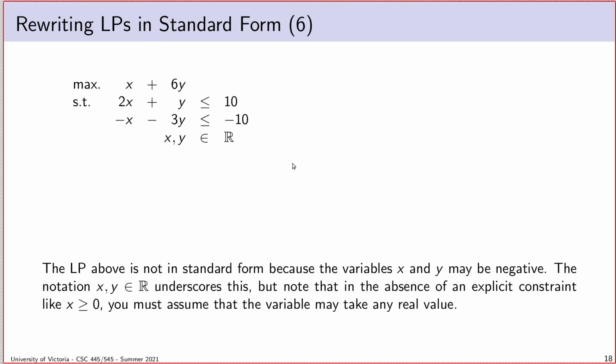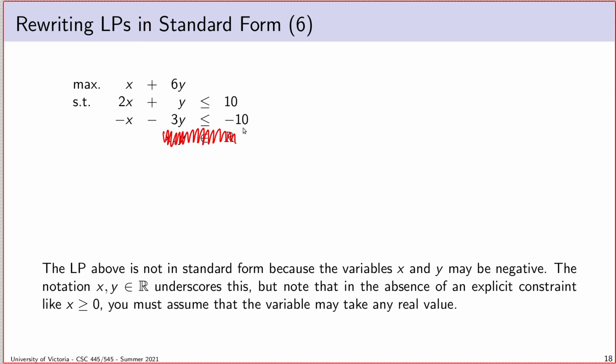What do we do here, though? Here I have an LP whose constraints, these two look good. They're already less than or equal to constraints. But I have explicitly written, for the sake of being dramatic, that x and y are unconstrained. To be clear, if you ever see an LP that doesn't have constraints on any variables, so here, this LP says 2x plus y is less than or equal to 10, negative x minus 3y is less than or equal to negative 10. It says nothing about x and y. If you see an LP that looks like this, you must assume x and y can be any real numbers. You can't assume they have to be positive.